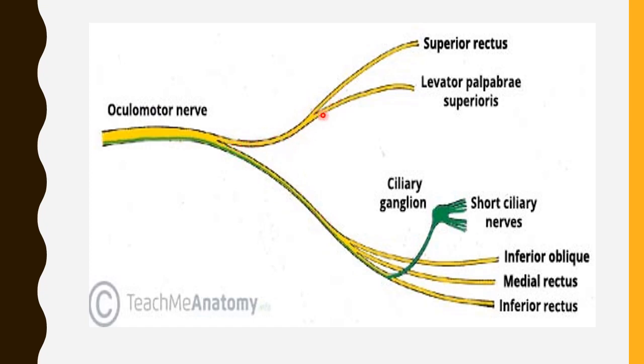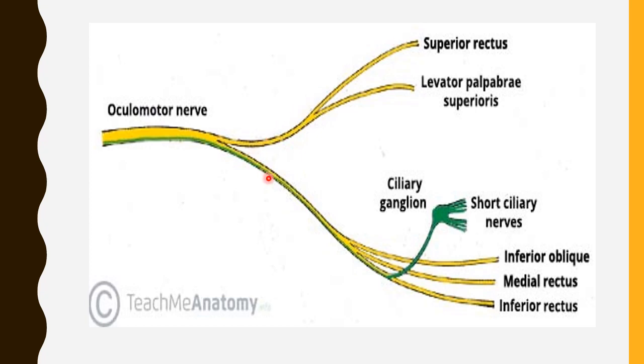Now the superior branch will supply within the orbit the superior rectus muscle and the levator palpebrae superioris muscle. And as we have said, the sympathetic fibers are also running along with the oculomotor nerve within its sheath. They will take the course of the superior branch, and the sympathetic fibers will supply the superior tarsal muscle to elevate the eyelid. After the levator palpebrae superioris has elevated it, the superior tarsal muscles keep it elevated. So they are supplied by the sympathetic fibers which are running along with the oculomotor nerve.